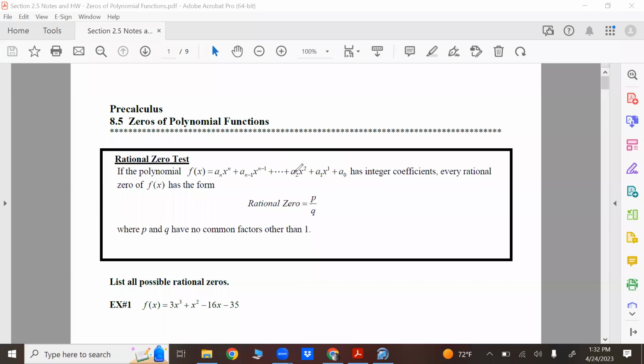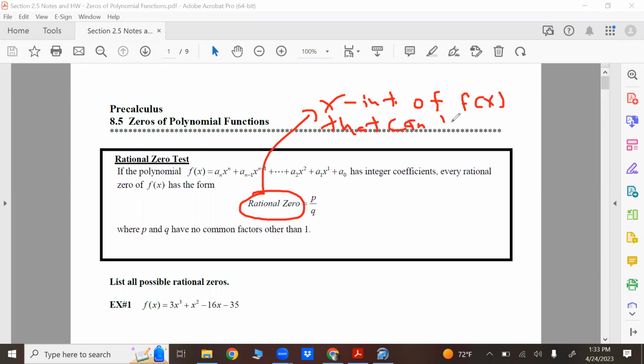What it means is that a rational zero is an x-intercept of f of x that can be expressed as a rational number. That's what a rational zero is. It's a lot of words, but I want to make sure you guys understand what that means. Now, do you guys know what a rational number is?